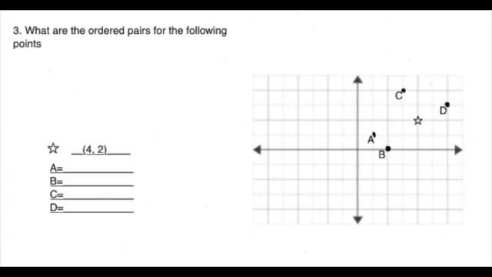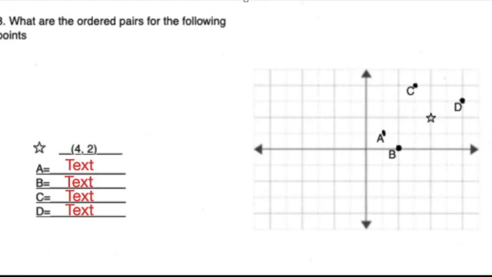So I want you to go to activity number 3 and tell me what the ordered pairs are for the following points. The star is my example. So we have the star as the first one. We're going to count on the horizontal line, which is the x-axis, and we count 1, 2, 3, 4. So we're going to put the number 4 first. Now we're going to count on the y-axis. So from the origin, we count 1, 2. So the ordered pair is going to be (4, 2). Now it's your turn to do A, B, C, and D.